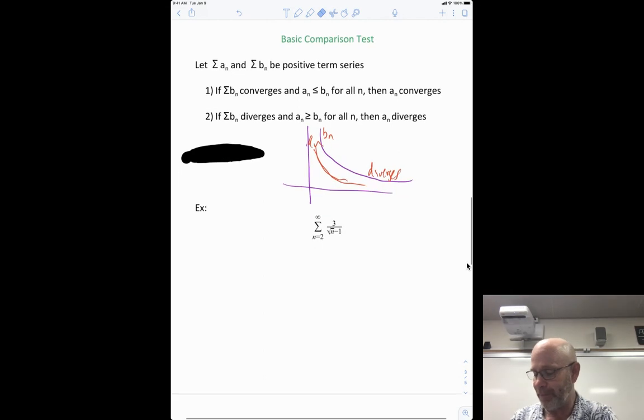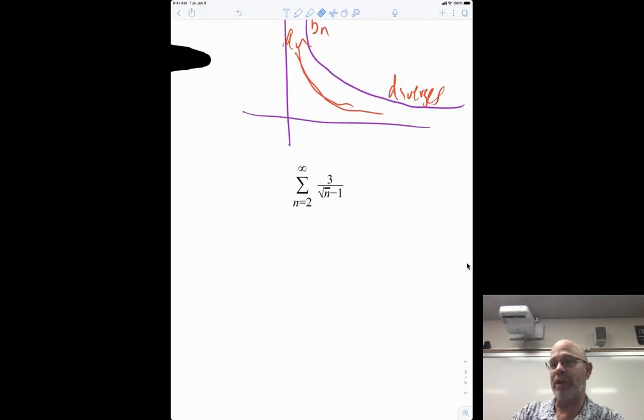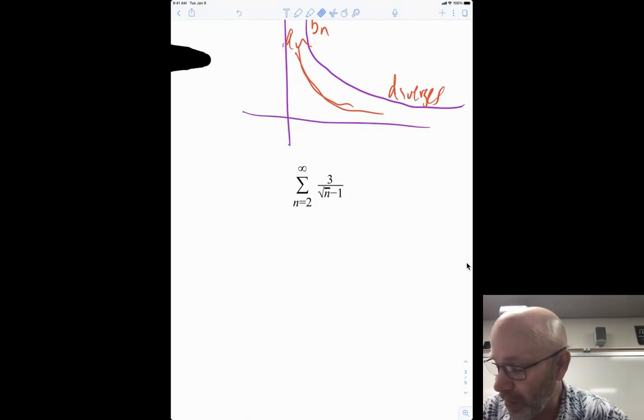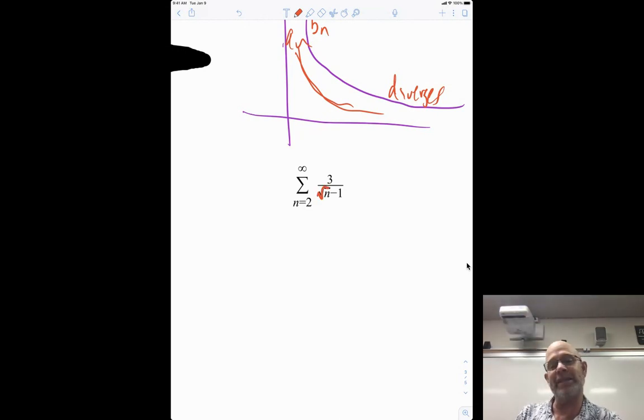Here's an example: 3 over the square root of n, minus 1. The minus 1 is not inside the square root. We're going to do what's called a basic comparison test. So what we're going to do is take this 3 over the square root of n minus 1, and compare it to something that we already know.